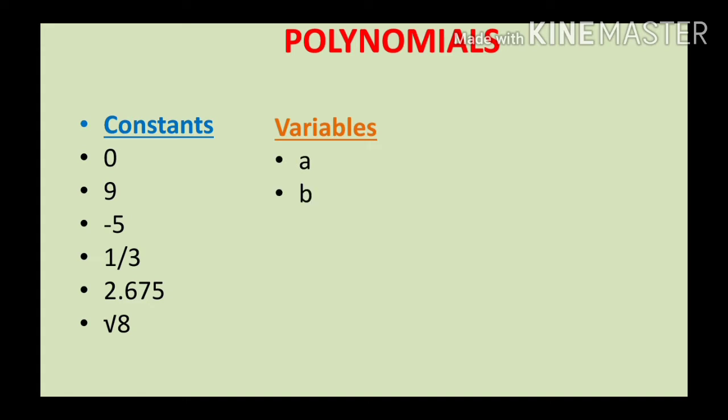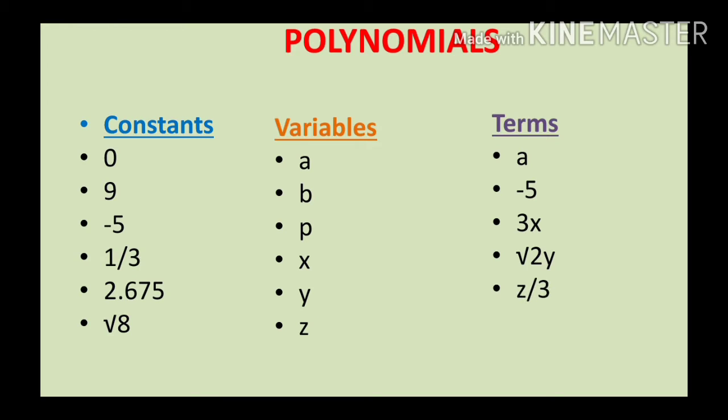A variable is a literal that can take any value from a given set of numbers in the given problem. Generally variables are letters of the English alphabet we have been using in maths. A term is a constant or a variable, or a product of a constant and variables. A product of two or more terms is also called a term. So here a is a term, minus 5 is a term, and 7p square q r is also a term.